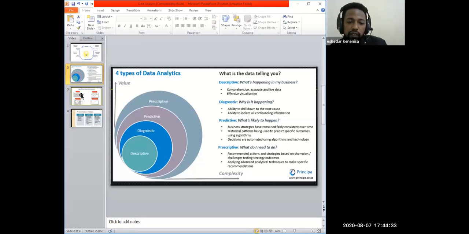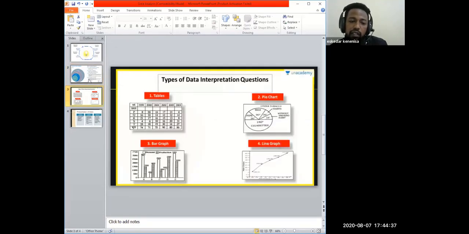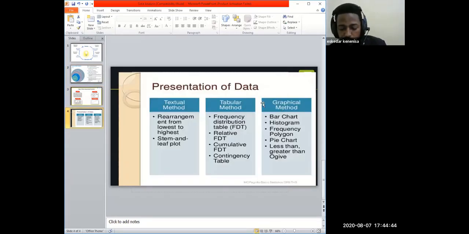You can see it here. You can use words, or you can also present it in tabular form or graphic methods, through tabular or graphic methods.